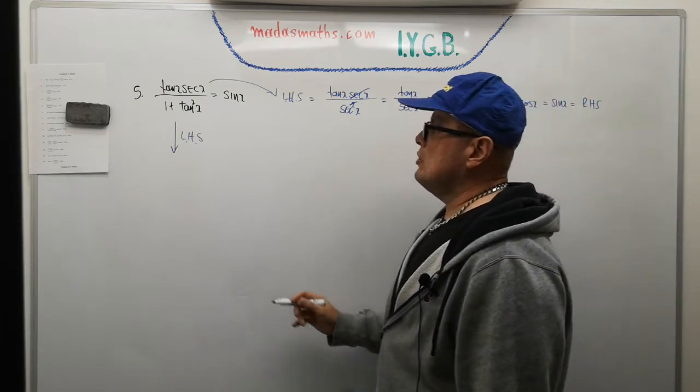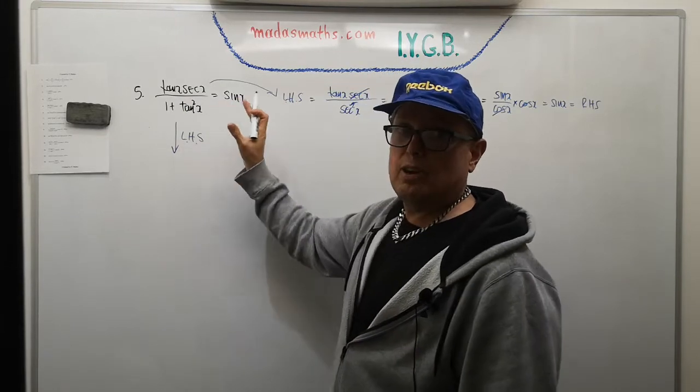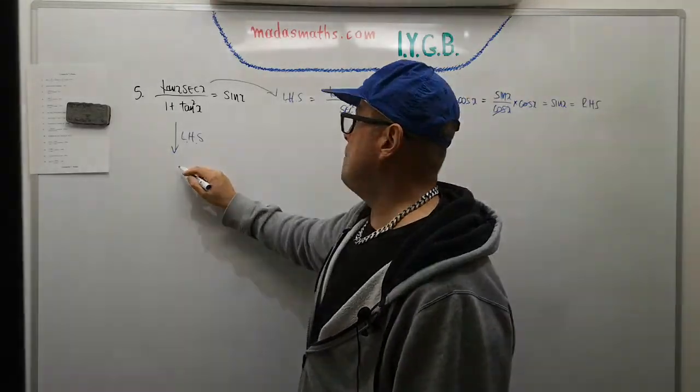The second student didn't actually spot that this is an identity, so he switches straight away to sines and cosines. I don't think it's that bad.